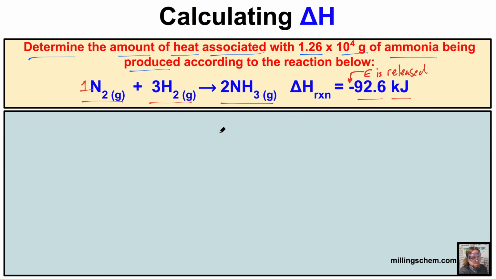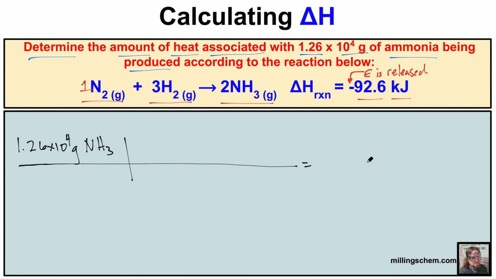So in this problem, we are starting off with 1.26 times 10 to the fourth grams of ammonia. Based on the information we're given, somehow we need to determine how much heat in kilojoules is going to be released. The very first thing we have to do is convert the grams of ammonia to moles of ammonia.